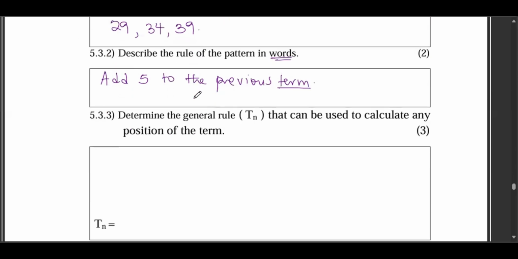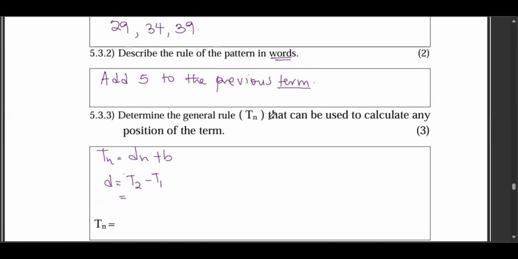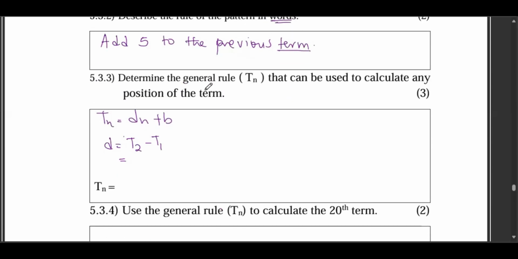Then they're telling us, determine the general rule. Now, for the general rule, remember that our Tn equals dn plus b. How do we get our d? d equals term 2 minus term 1. So our term 2 is 14 minus the 9. So our difference is 5. Then what about the b? The b will equal term 1 minus the difference.